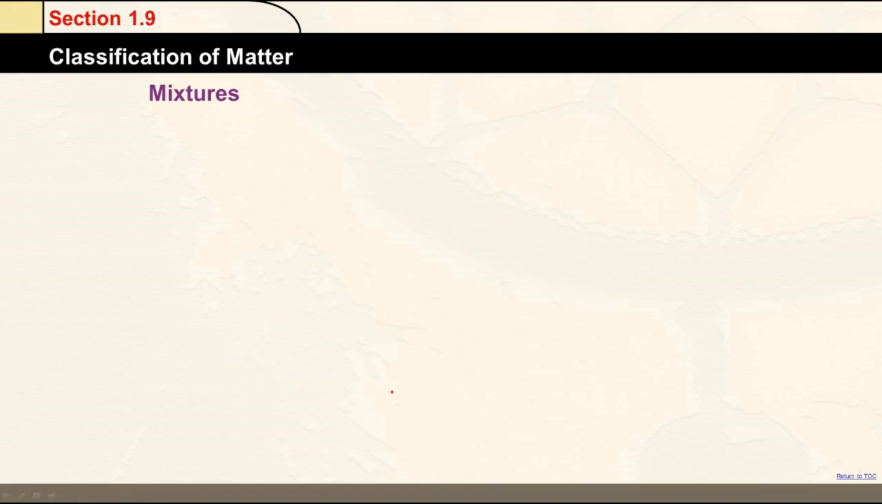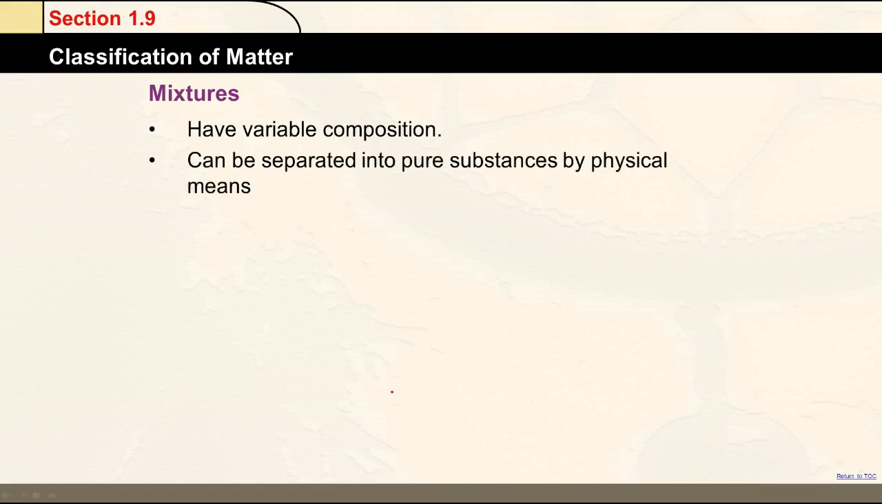Now, there's a couple different ways to classify matter. We have mixtures. Mixtures have a variable composition, meaning they have different compositions, and they can be separated into pure substances by a physical means. So we can separate them rather easily compared to a pure substance.